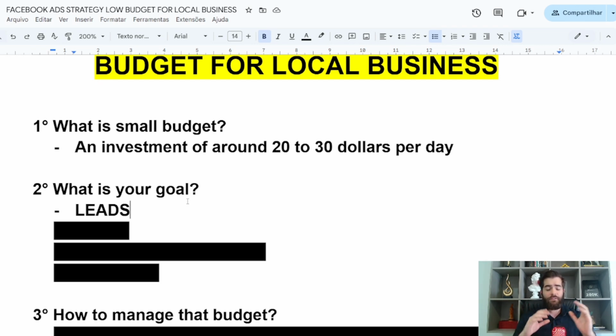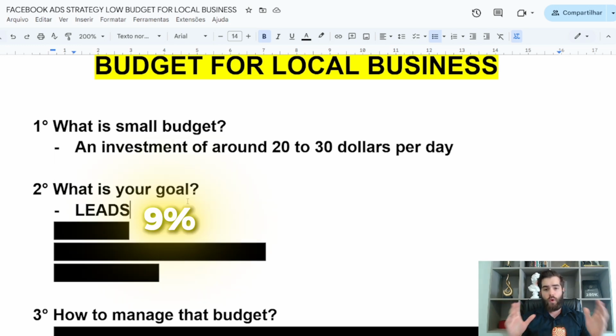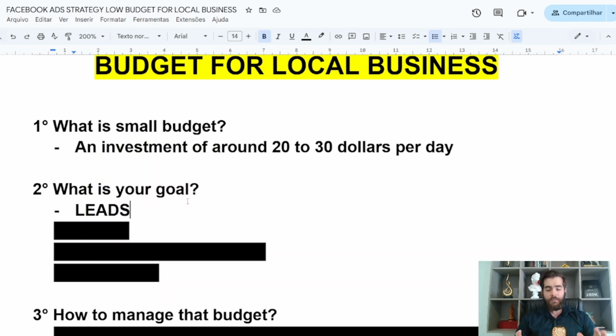So, one specific thing about local business. I think that 90% of local businesses want that type of goal first, to generate leads, because it's more relevant for you to create and build a brand around the interest of the people that are related to the products or services that you have. So leads are going to be something really relevant for you to try to include in your Facebook ads campaign.